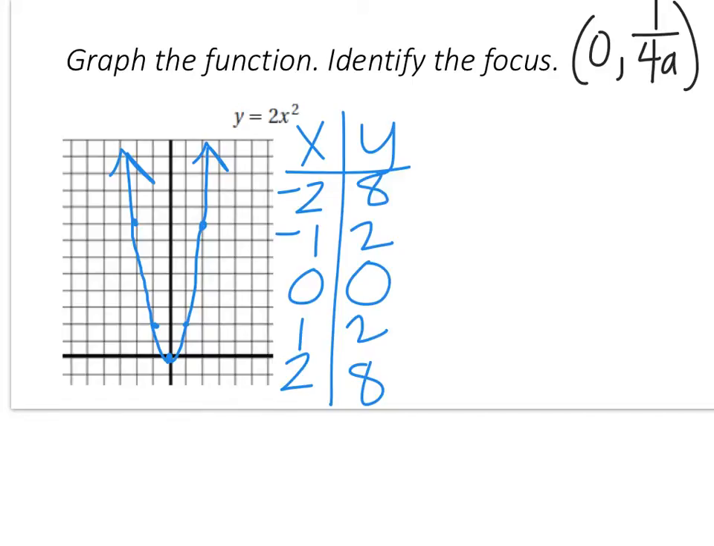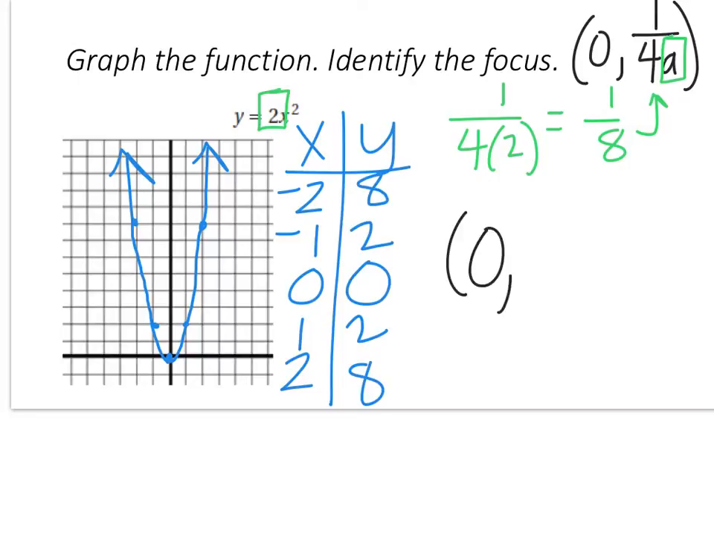So again, we're going to plug in our 2 for a. In any quadratic, the number in front of x squared is going to be a. That's the coefficient. So I have 1 over 4 times 2. This is pretty simple to simplify. It's 1 over 8. So we have found the y value of the coordinate. So I'm going to write that my focus now is really (0, 1/8).